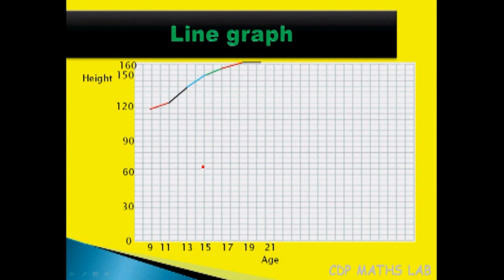Now constant means what? There's no change in height. So at 19 she was 160, and over the next 2 years she remained the same height, which is also 160. So the period through which the height was constant would have been 19 to 21. And that is how you'd use your line graph to answer questions such as these.